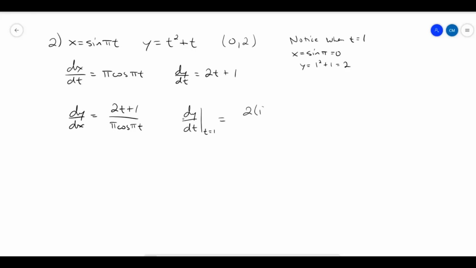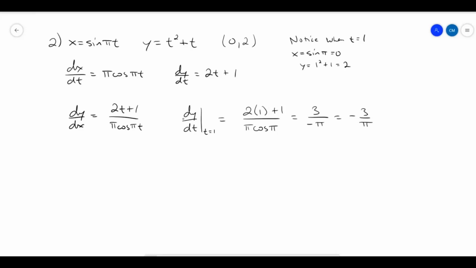So we'll go ahead and just plug that in. So 2 times 1 plus 1 over pi cosine pi times 1, that's just cosine pi. So we're going to get 2 plus 1 is 3 over, and then the cosine of pi is negative 1, right? So we're going to get negative pi over here. So for the slope, we get negative 3 over pi. Okay, now that is the slope of the tangent line, right?